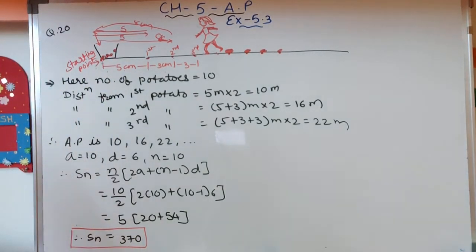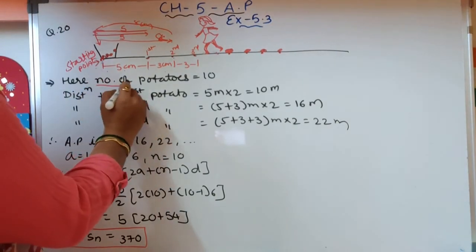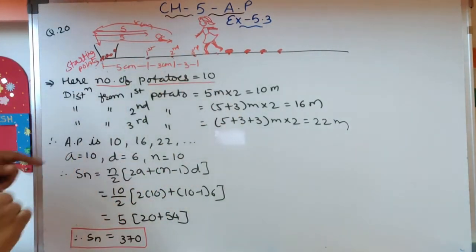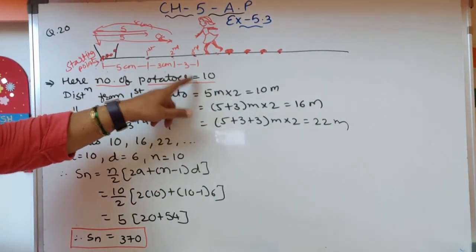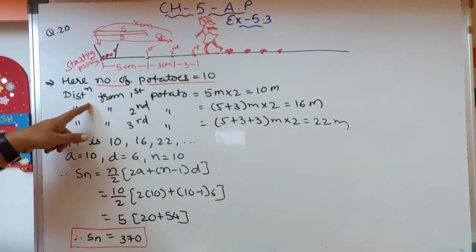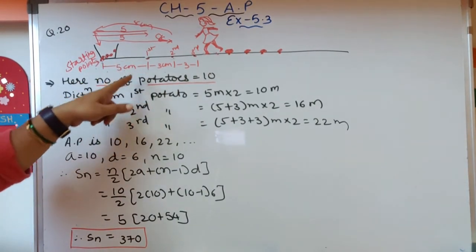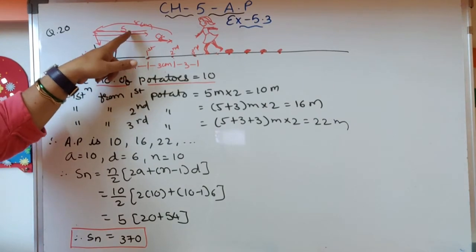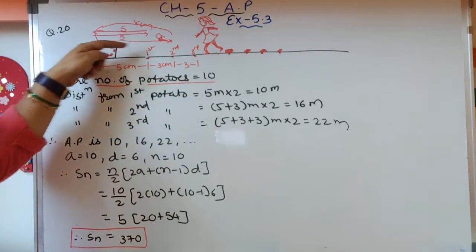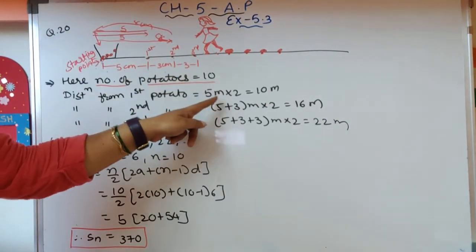Okay, so let's see how to do the steps. Here the total number of potatoes is equal to 10. It means here small n is equal to 10. Now the distance for the first potato, I have just shown you, is 5 plus 5. So it is 5 one time, second time, so 5 multiplied by 2.